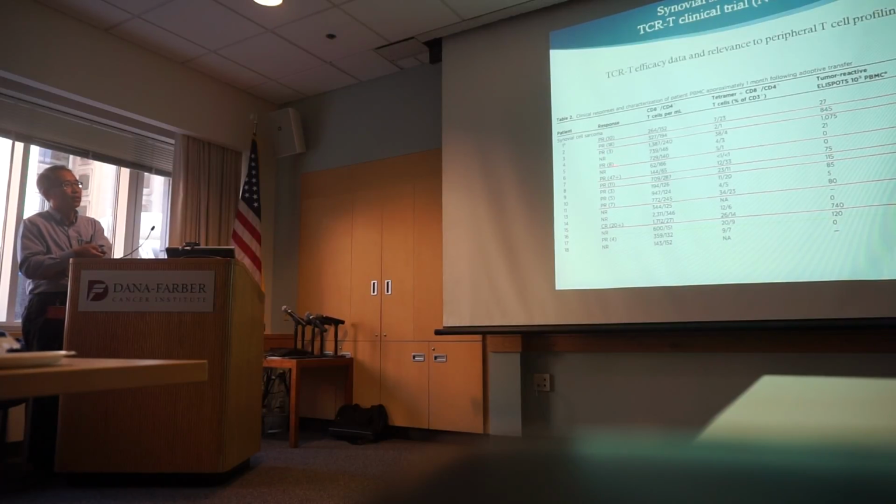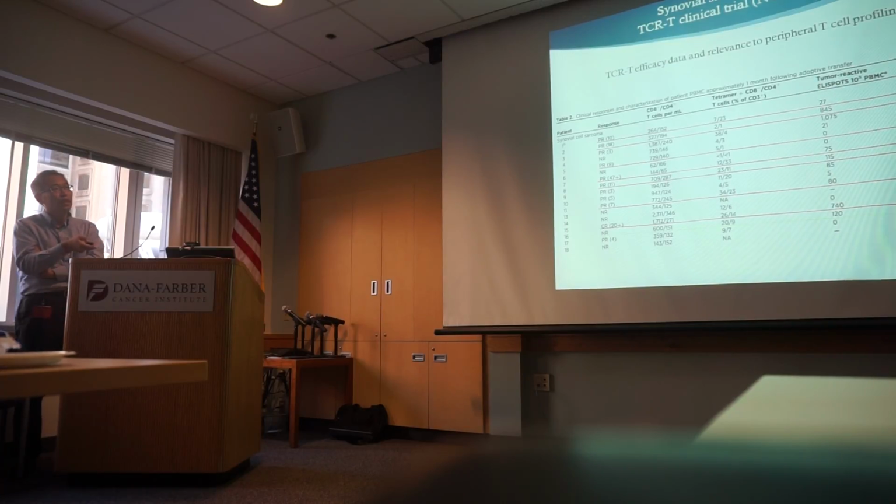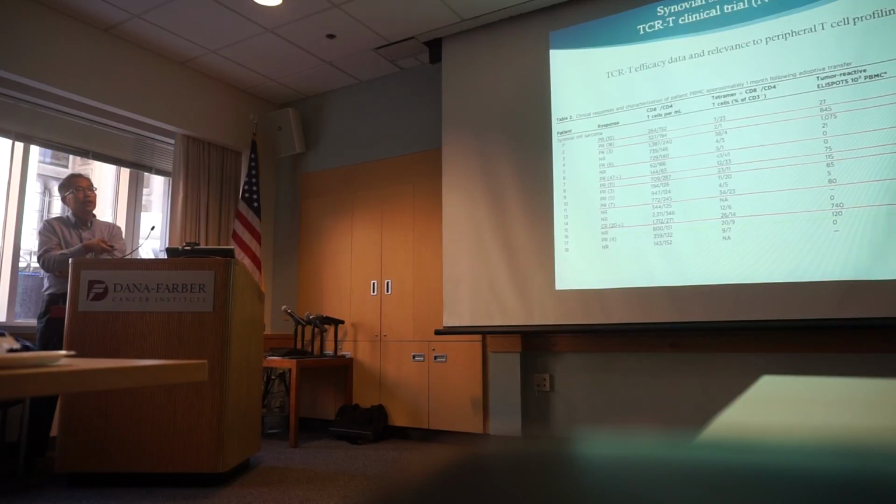For example, this patient has a partial response for 8 months. You can see the number of antigen-specific T cells is very low. And in the other case, some patients have no clinical response at all, but their antigen-specific T cells are very high. So the conclusion from the slide is that overall, you can use this as a biomarker to predict whether the patient has a clinical response or not.